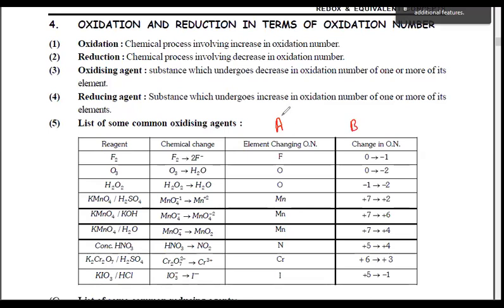If element A is giving an electron to element B, so element B is taking an electron from element A. It's simple. So what is happening to element A? Element A is giving electrons, a loss of electrons, so element A will go through oxidation, and element B is taking electrons, so it will go through reduction. Simple. Till this point, everything is clear?